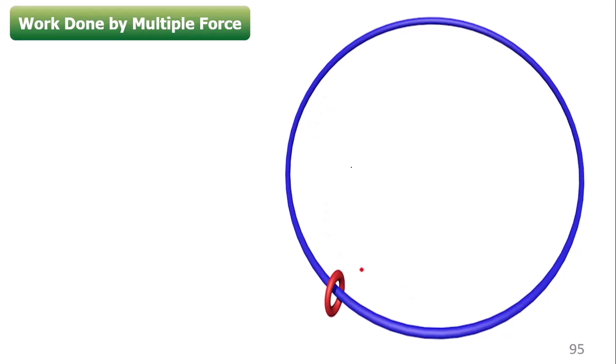Say there is a ring, and inside this ring there is a hoop, and the hoop is moving down with a velocity v. Because of this velocity, the hoop experiences a centripetal force in this direction, mv squared by r. There is a weight mg acting on this particle, and there may be another normal force. So three forces come into the picture, and for each force you have to calculate the work.